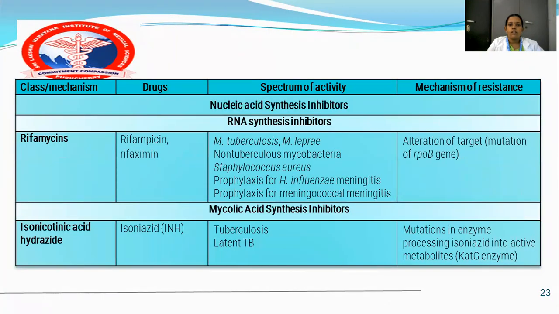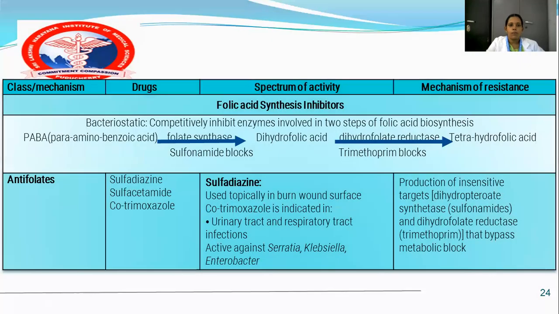Rifampicin is the drug of choice for Mycobacterium tuberculosis, and isoniazid is also used for tuberculosis. Mechanism of resistance is alteration of the target, and mutation in an enzyme, that is the KatG enzyme. Here rpoB also. See, these tuberculosis drugs are also getting resistance now, at the community level. These are communicable diseases, tuberculosis, but without taking proper treatment, these drugs are becoming resistant in the patients.